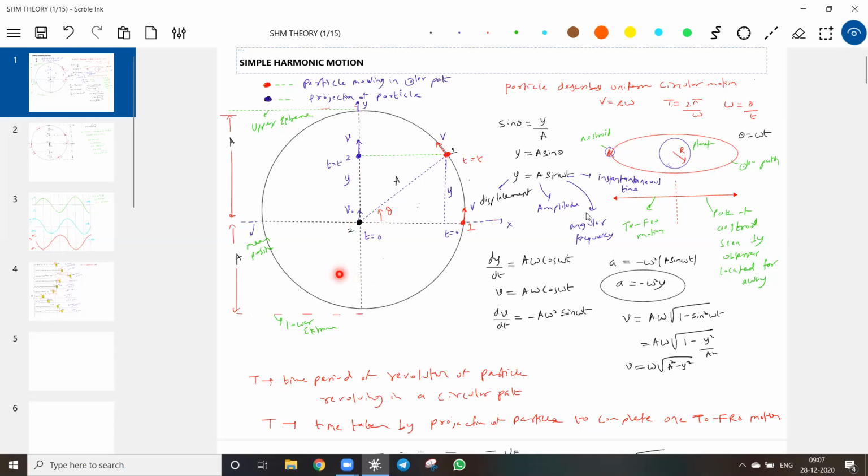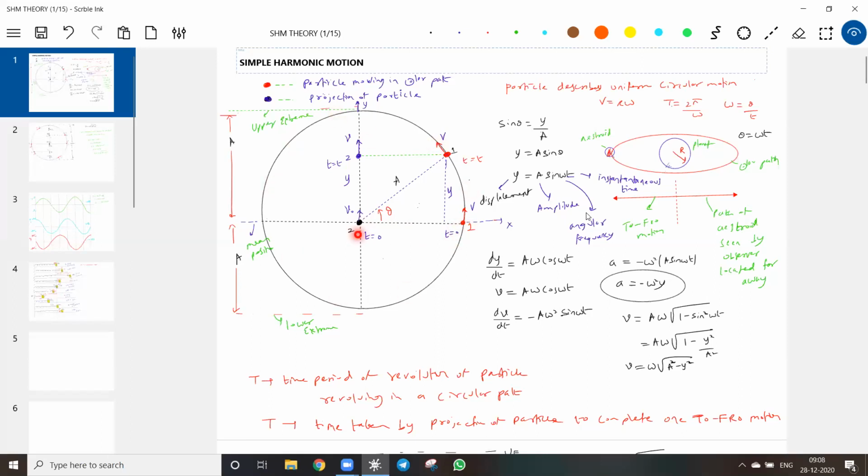So time period of to and fro motion. And again, the particle after completing one revolution goes for a second revolution. Again, what happened to the projection? It will also complete the second revolution. So like that, as long as this particle is moving in a circular path, the projection will be executing SHM.